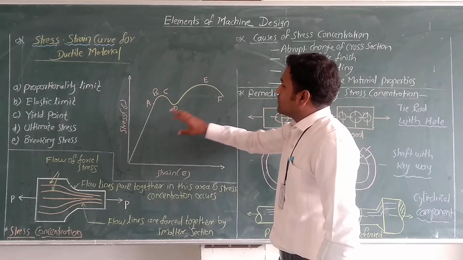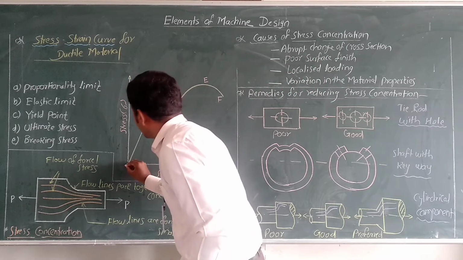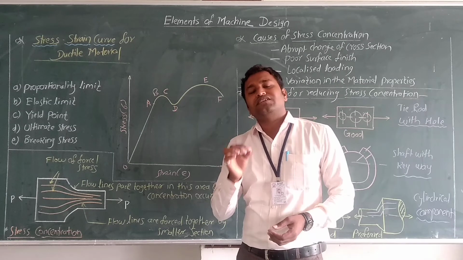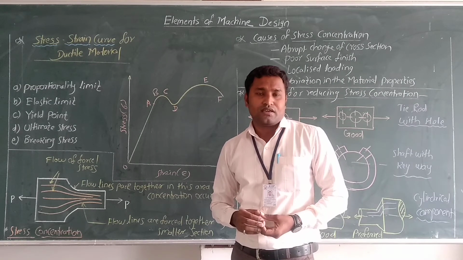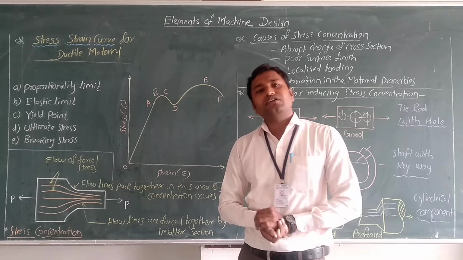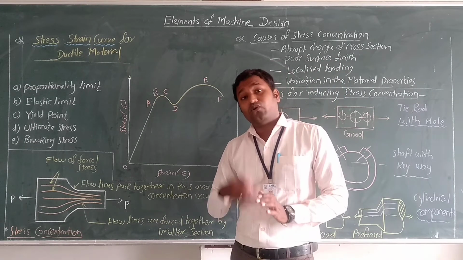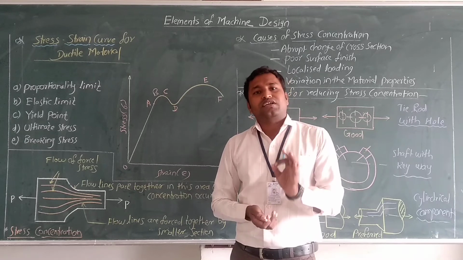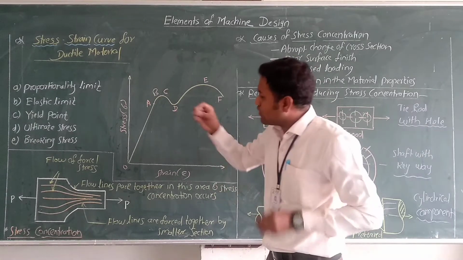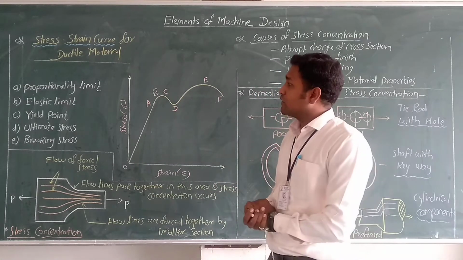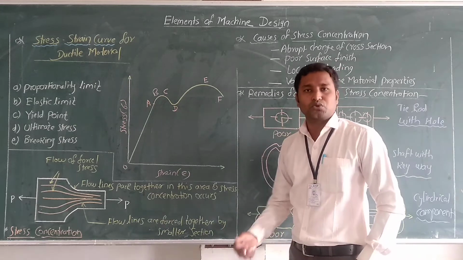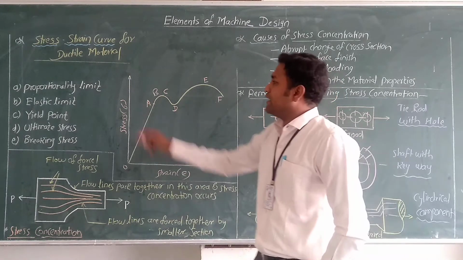If you see the point O, this is the origin point. The line OA represents that stress is directly proportional to strain. This is known as the proportionality limit. It means if a specimen is loaded under tension and the load increases, the stress is directly proportional to strain. It gets elongated so that it draws a straight line. So this line OA is known as the proportional limit.